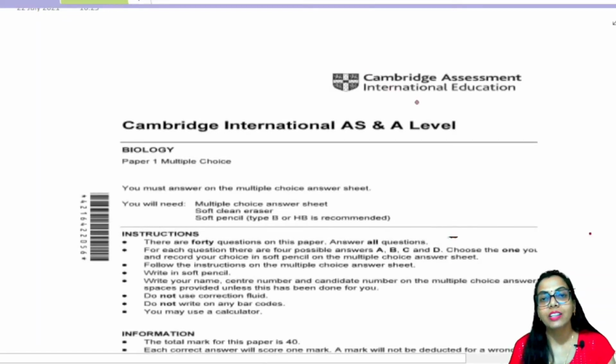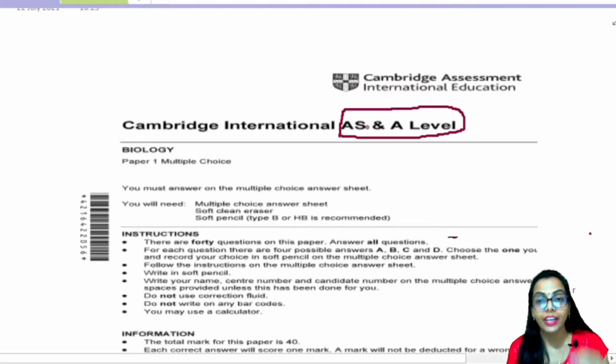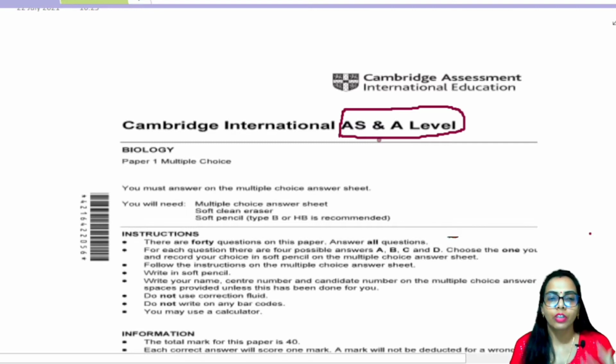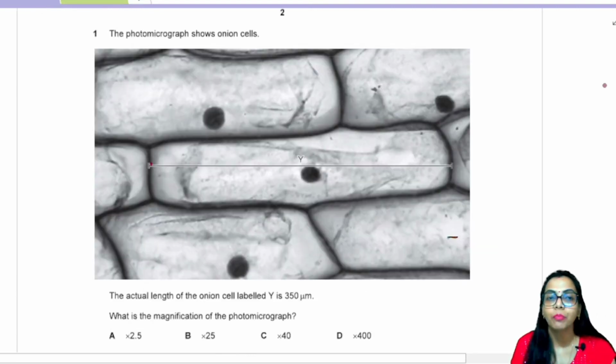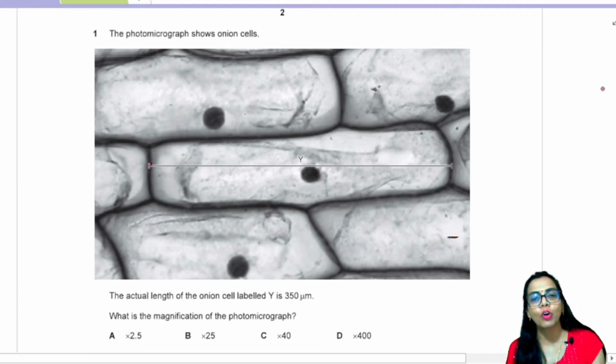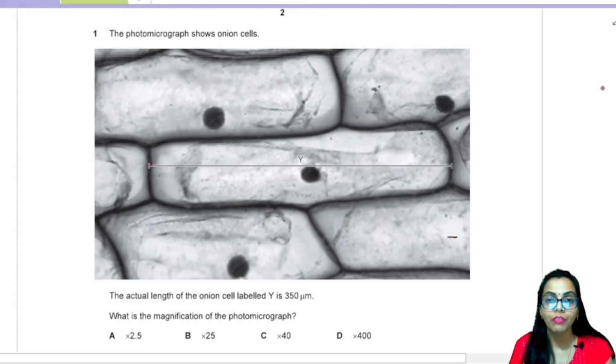Hello, my dear students. As the Cambridge International AS A-level exam is going to commence very soon in the month of October, here I am presenting a revision session based on questions from previous years. You have less time, but still you have the time. This is the positive thing. So be motivated and be prepared for your exam.